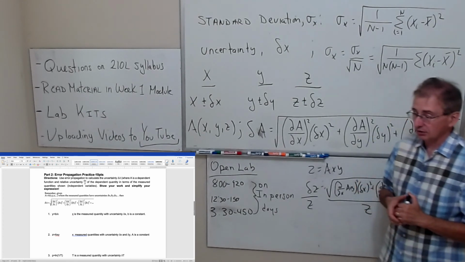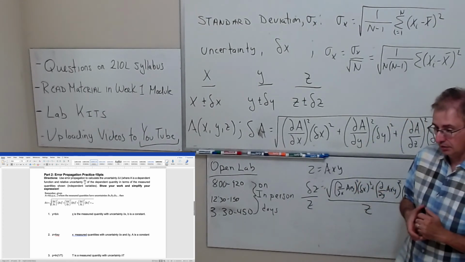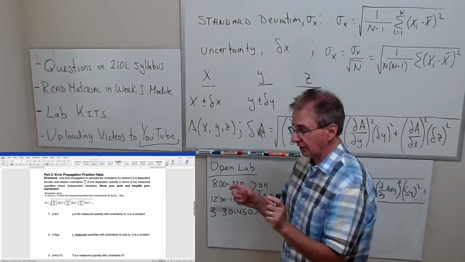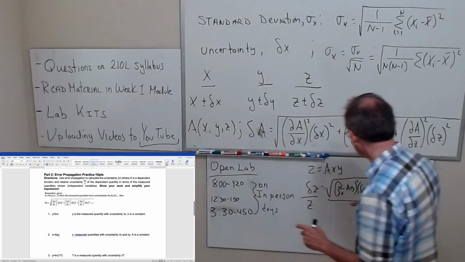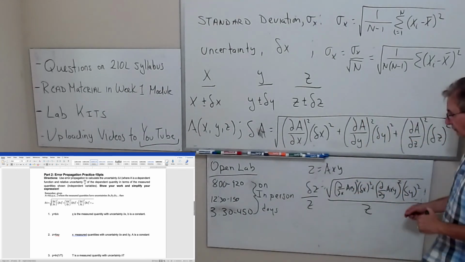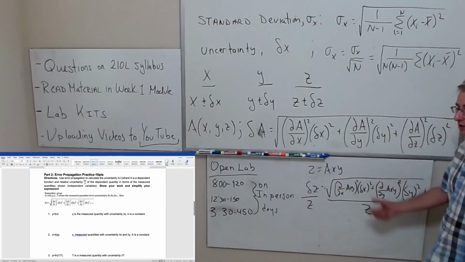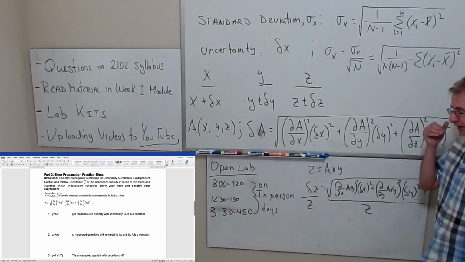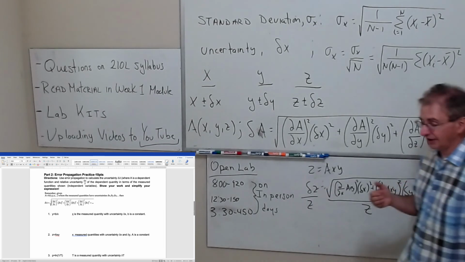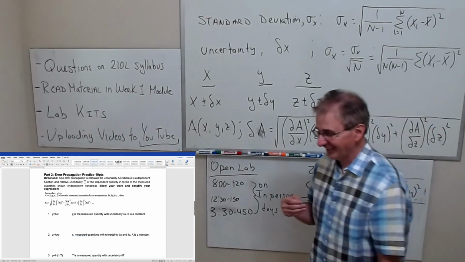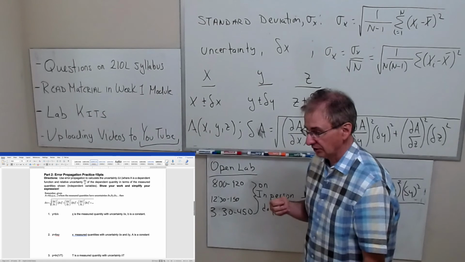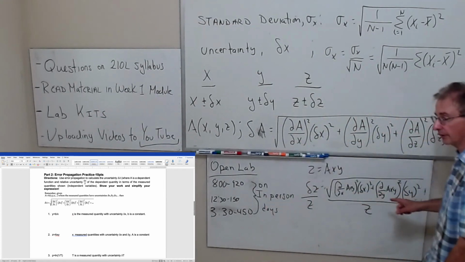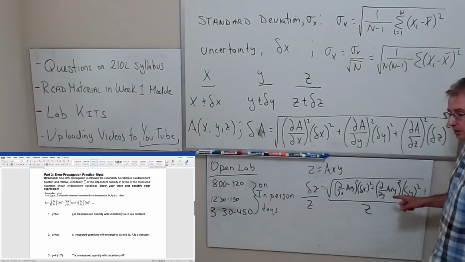When I grade your labs, the first thing I do is look at which term dominates. So I actually calculate the relative error. If one error is 10 times bigger than the other one, I can figure out right away what your error should be. So that actually allows me to grade faster. I can estimate the error very quickly if one of these terms is way bigger than the other one.